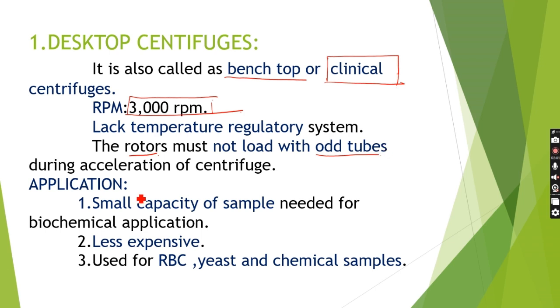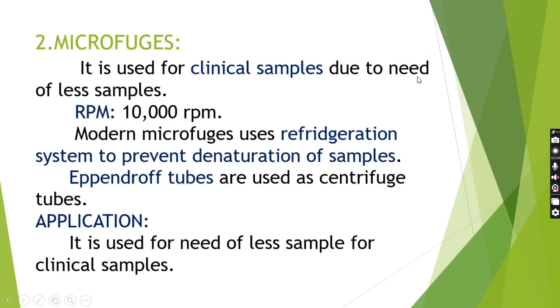The main application for this desktop centrifuge is small capacity biochemical component separation and clinical level component centrifugation. It is less expensive. It is used generally for RBC, yeast and chemical sample sedimentation. Next are microfuges. Microfuges are also used for clinical level samples. They have 10,000 RPM, which is slightly higher than the desktop centrifuge. They sediment small components at the clinical level.